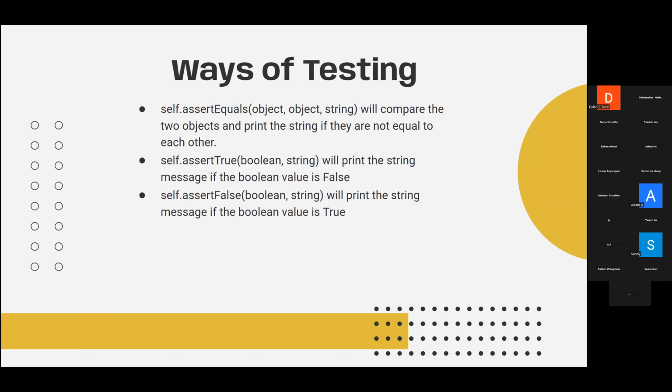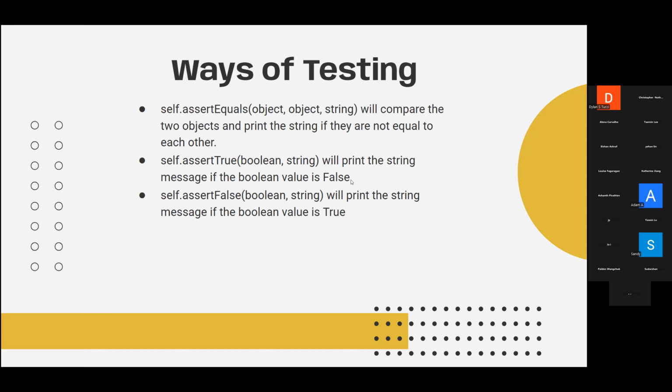So assert equal will take in two objects and a string, and basically it will compare the two objects. And if the two objects are equal to each other, then it will just continue. However, if the objects are not equal to each other, then the final string that we provided will be printed up.